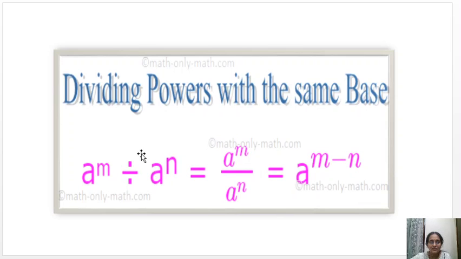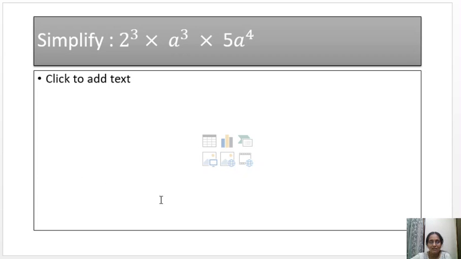A power m divided by a power n. Let us write the division sum as fractions. Divisor should become the denominator here. Dividend should become the numerator. A power m divided by a power n is equal to a power m minus n. To get the answer, it is enough if you subtract the powers. The bases are same. This rule applies when the bases are same. Multiplication and division rule applies when the bases are same.